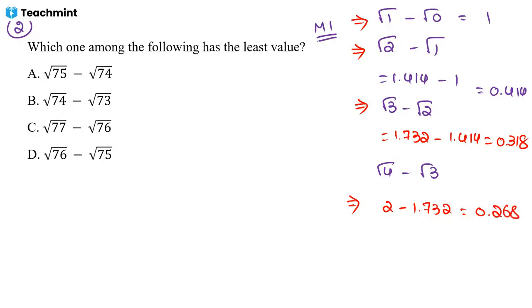So one observation, if you understand here, root A minus root B value keeps on decreasing. If A, B are increasing, this root A minus root B is decreasing. The difference is decreasing, you see. Inner values A and B are increasing, and the whole result is decreasing. Initially 1 and 0, the difference is 1. Now increased values 2 and 1, 0.414, then 3 and 2, 0.318, then 4 and 3, like that it keeps on decreasing. So which is the least value? The one which has the highest numbers inside. Can we say option C?